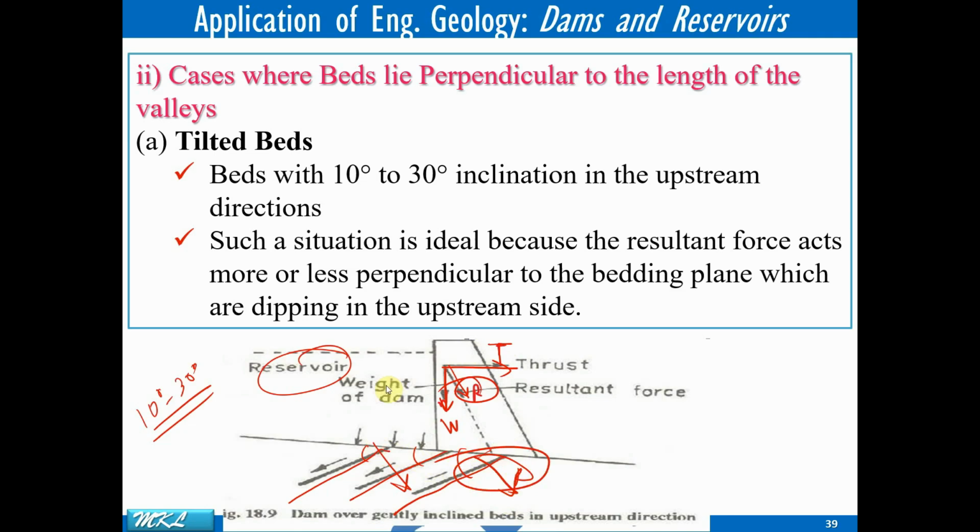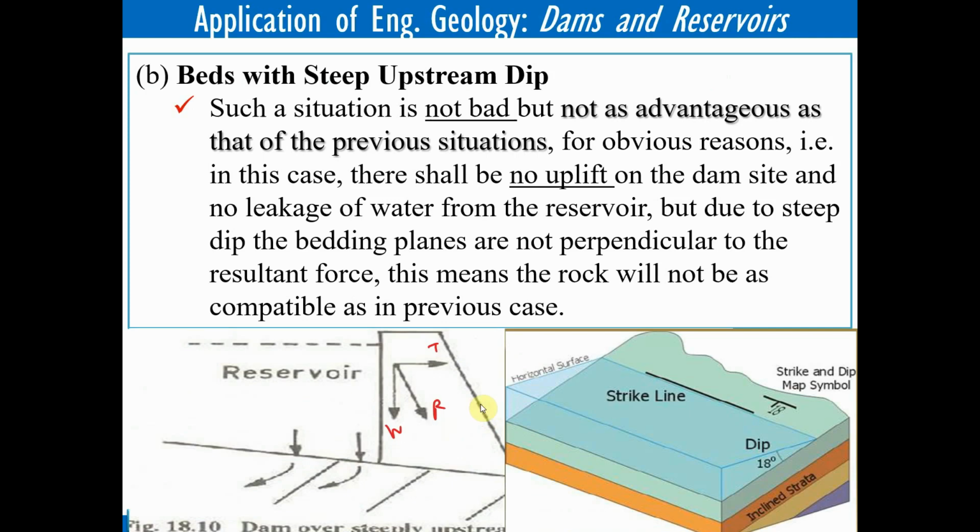This situation is very ideal because the resultant forces are acting more or less perpendicular to the bedding plane, which are in the upstream side, and the resultant force direction is opposite to the bedding plane direction. So in general case, it will not slip or the entire construction will not slip. Now if I take the other example where the tilted bed has steep upstream dip, okay? So if the inclination is greater than 30 degree or near to 80 degree, 90 degree, so what will happen?